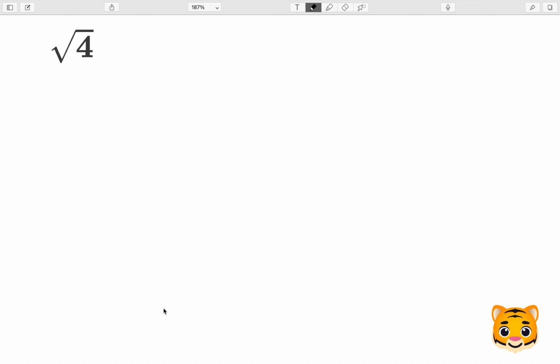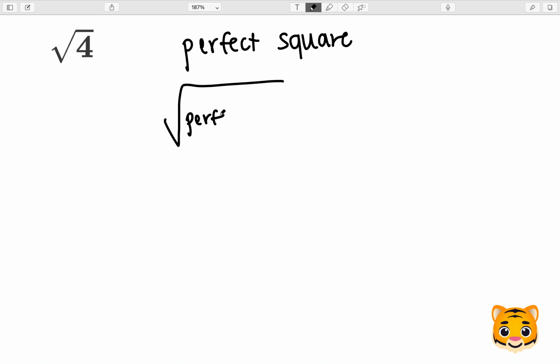In this example, we will be finding the square root of 4. Usually, to find the square root of a value, we will look at the factors of that value and then expand out. However, square root of 4 is a rare case because 4 is an example of a perfect square. A perfect square is a value that if you take the square root of that perfect square, you end up with a whole number as your answer.